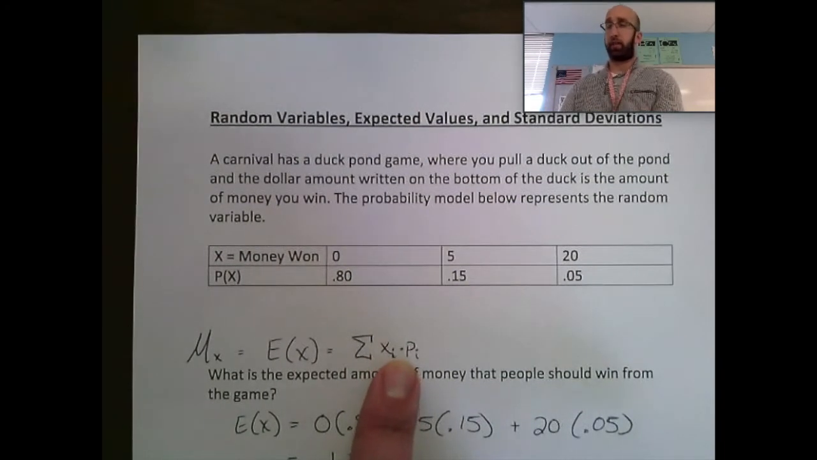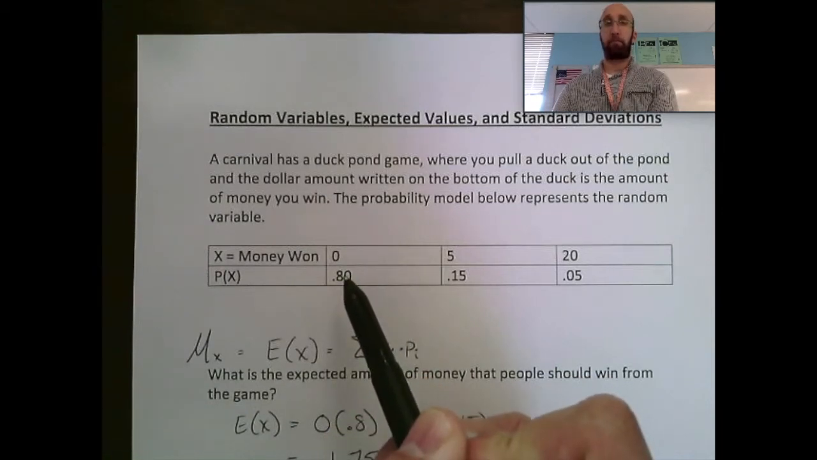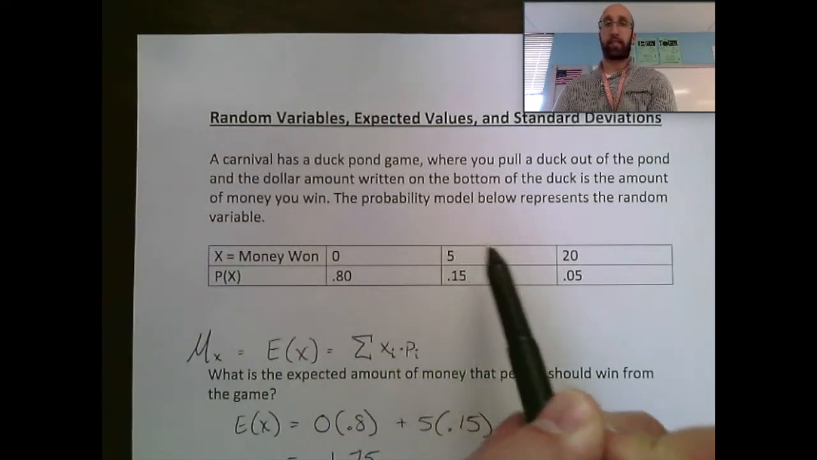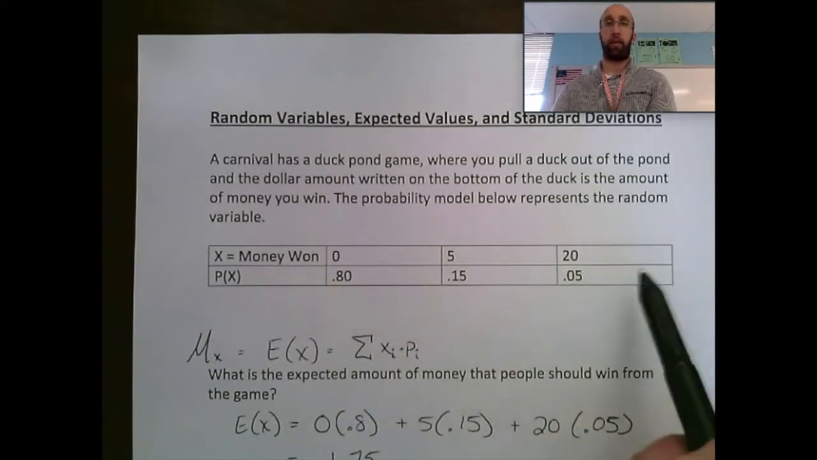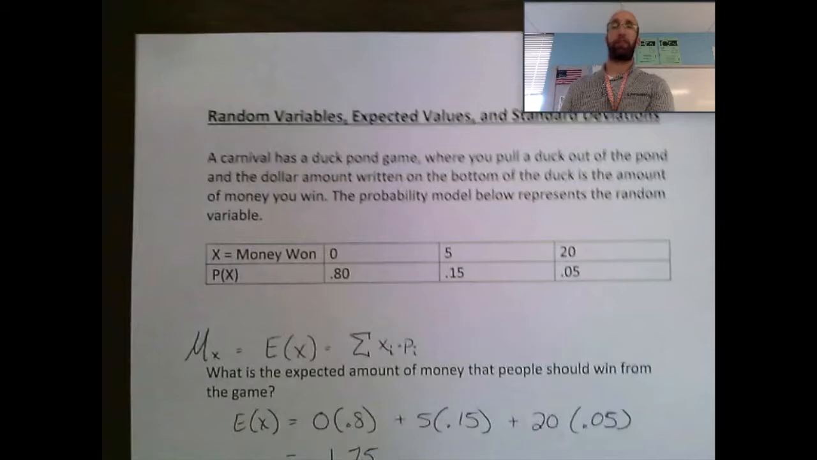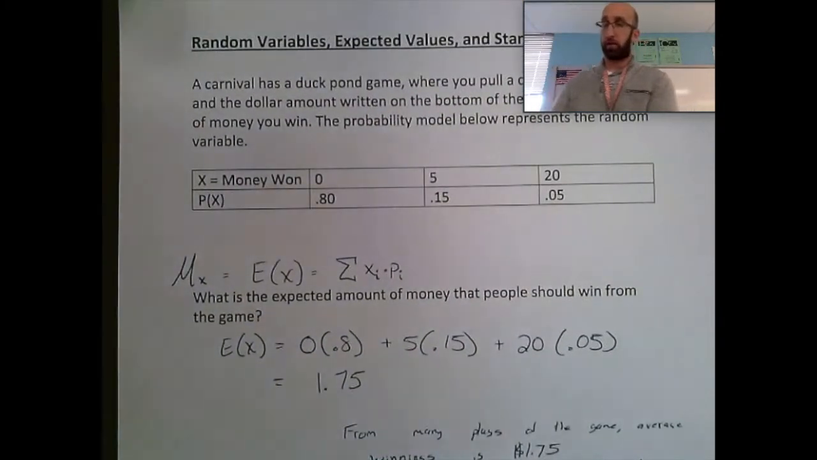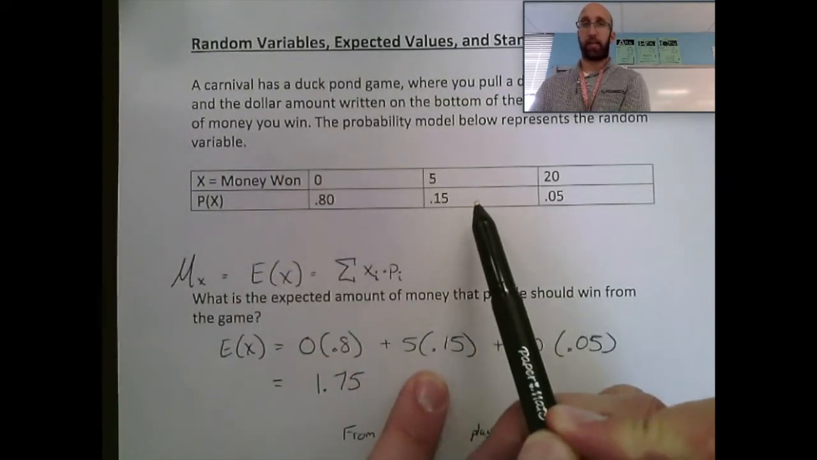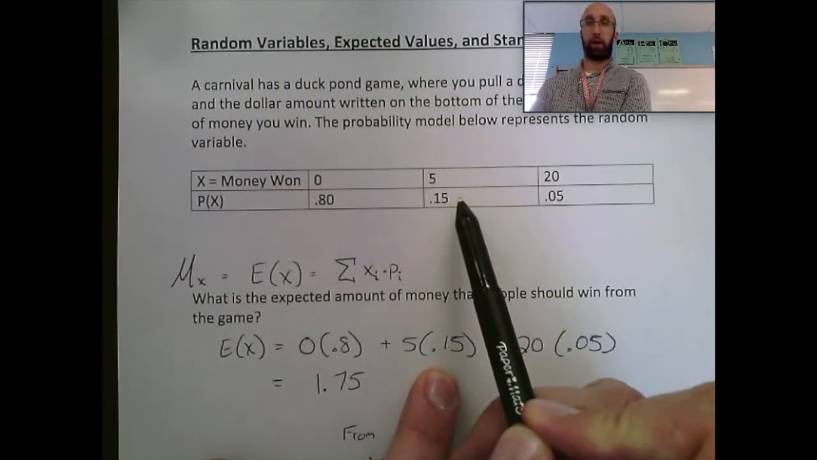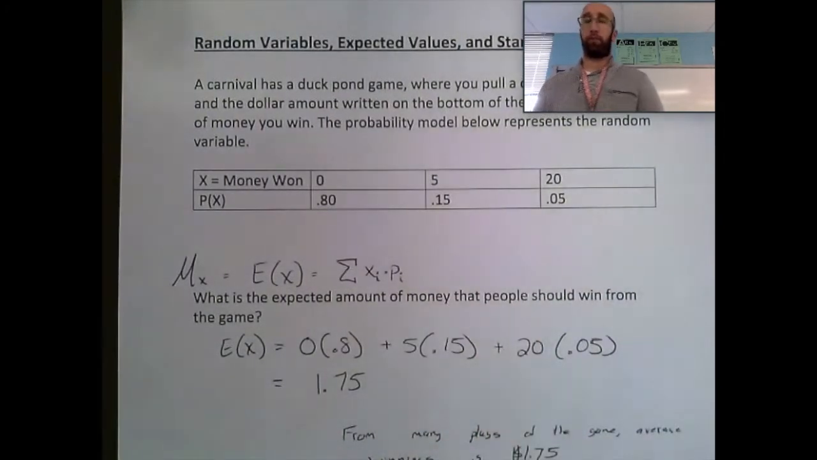What this means is you're going to take each x value, times it by p, add it to the next one. X times P, add it to the next one. X times P, add it to the next one. X times P, and so on and so forth. I've kind of already done that in this problem. I took 0 times 0.8, add it to the next one. 5 times 0.15, add it to the next one. 20 times 0.05. And then if there was more to my probability model, I would keep adding it up.